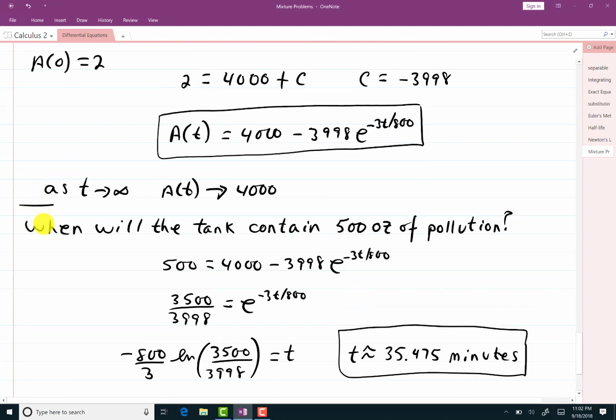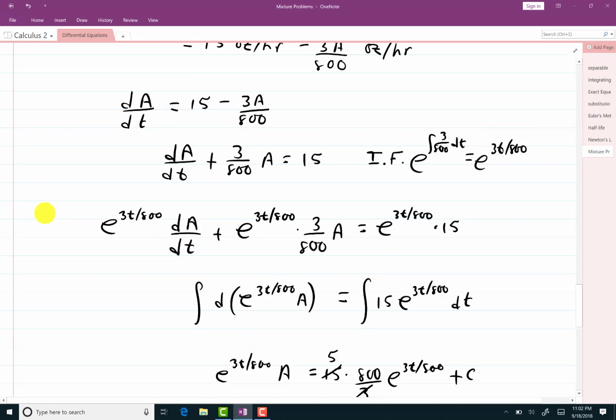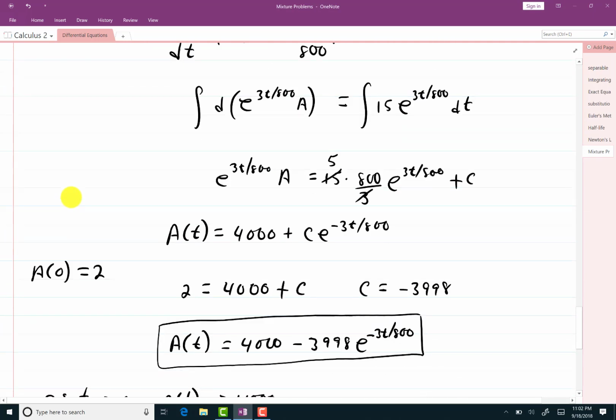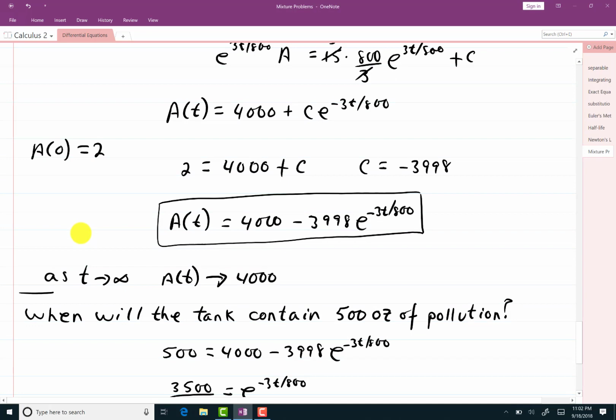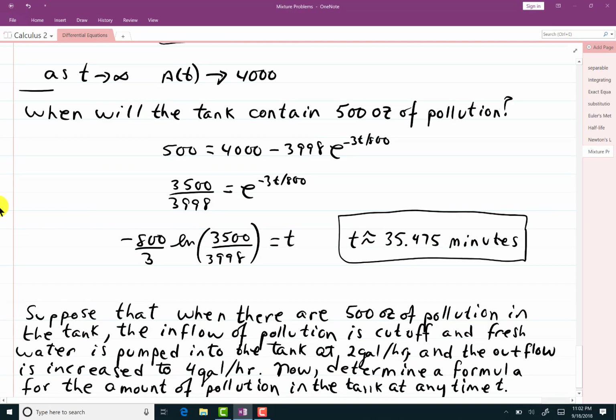When I go back to this problem, I made a mistake. Right here. Pollution is coming in ounces per hour. What did I do? When I answered, I put it in minutes, and that's not true. The time was measured in hours. So let's go ahead and take this out and change this to hours. Okay, so everything will be in terms of hours from now on.